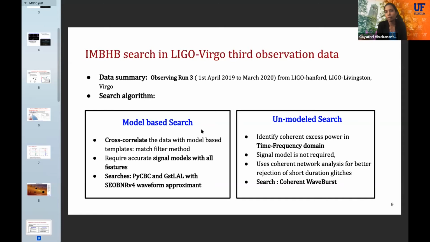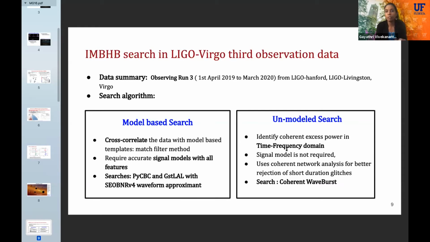Two of them we can categorize into one category called model-based search, which Kaustav already talked about in his talk. One of them is PyCBC, where we use a modified algorithm dedicated to searching for IMBH sources. And there is one more algorithm called GstLAL, which is also dedicated to searching for IMBH systems. Here we need models, because there is a close correlation between the data and the model, so we should have well-modeled signals and a very accurate model for these systems. For that we use the SEOBNRv4 waveform approximant for this model search, and template banks are generated dedicated to the IMBH parameter space.